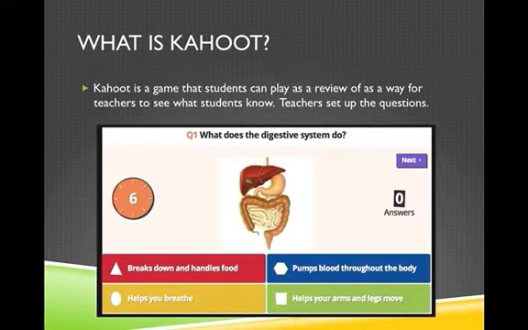So first I wanted to talk about what Kahoot is, which we all know because we learned from this class, but it's a game that students can play as a review. And teachers can set up the questions, so I met with the teacher and we made some questions together, reviewing the unit that she was working on, and we decided the answers, the 4 multiple choice answers that she could use as well. This is just an example of a question.